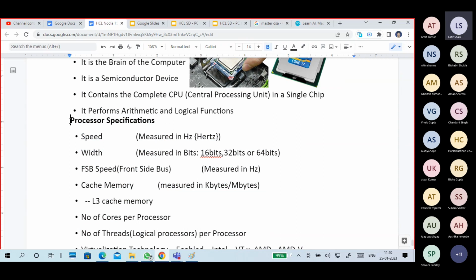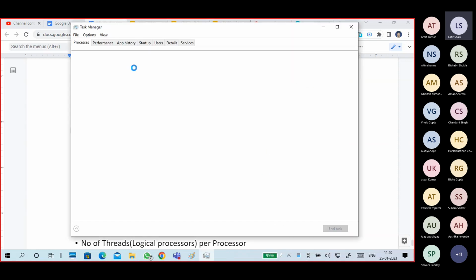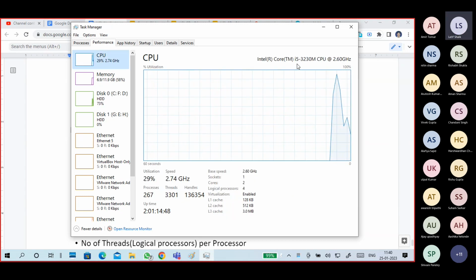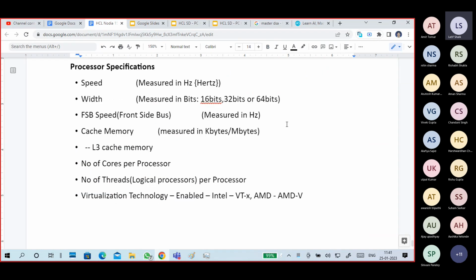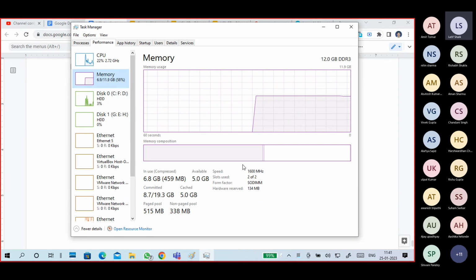Every CPU has a specific speed. So I'm going to my task manager to show you some properties. See this, in performance, CPU, my processor has a specific speed, 2.6 gigahertz. Width: whether it is a 32-bit or 64-bit processor. Mine is a 64-bit processor. Next one is FSB, front side bus. The front side bus of the CPU will tell what type of RAM and RAM frequency we should use. The RAM model will be decided like this.